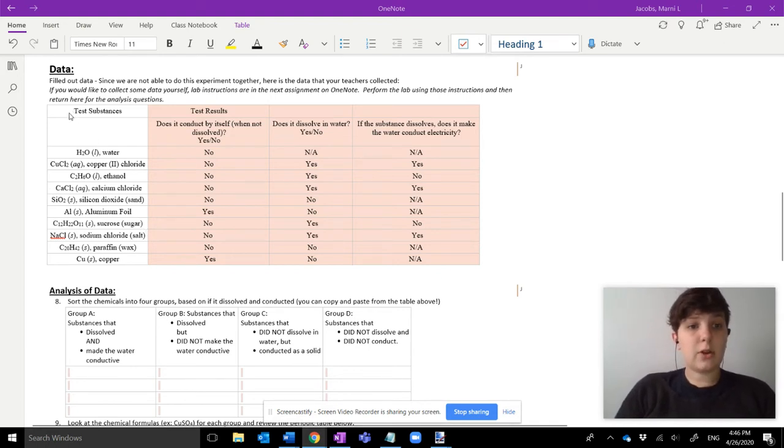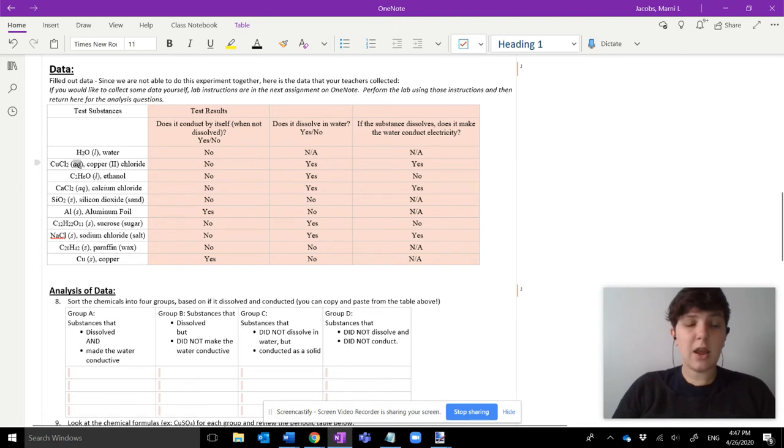So let's first look at the test substances here on the left. Each one of these has 3 different pieces of information. The first thing is the chemical formula. The second thing is telling you what state it's in. And the third thing is telling us what its name is. So the chemical formula is just taking symbols from the periodic table. Cu, if you remember, is copper. Cl is chlorine. So we're no longer talking about just one element at a time. We're now talking about a few elements mixed together as a compound.